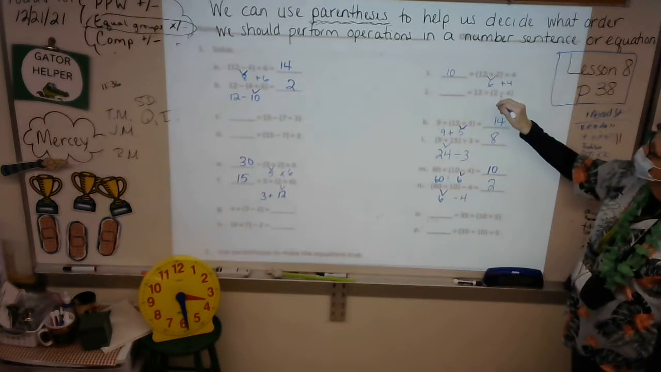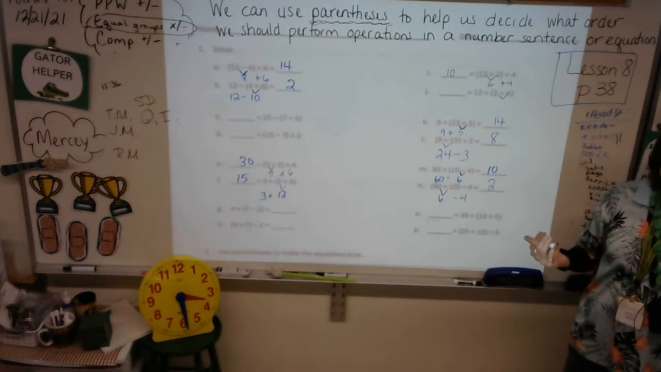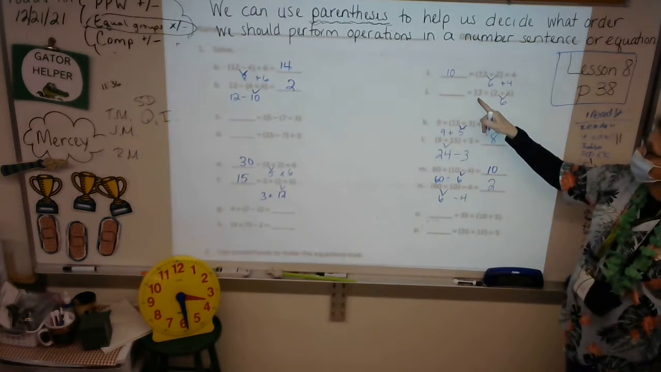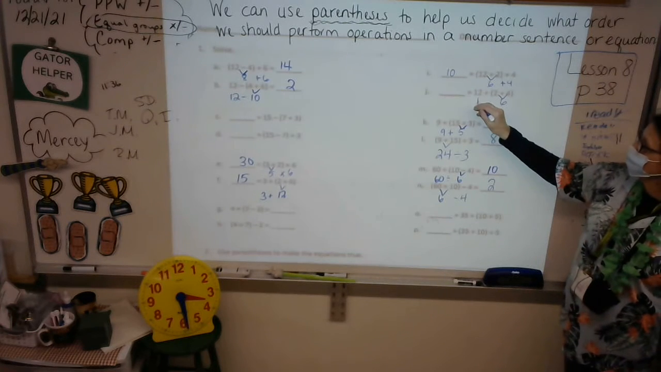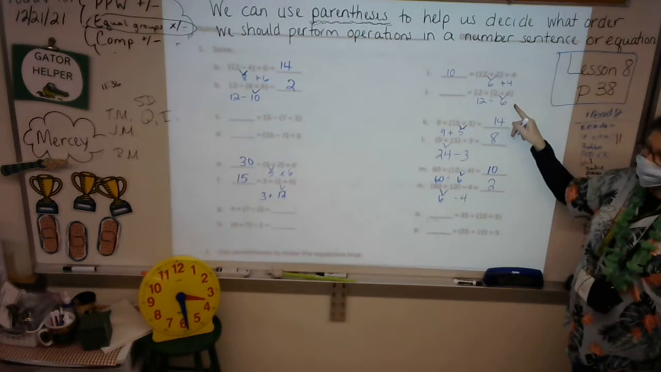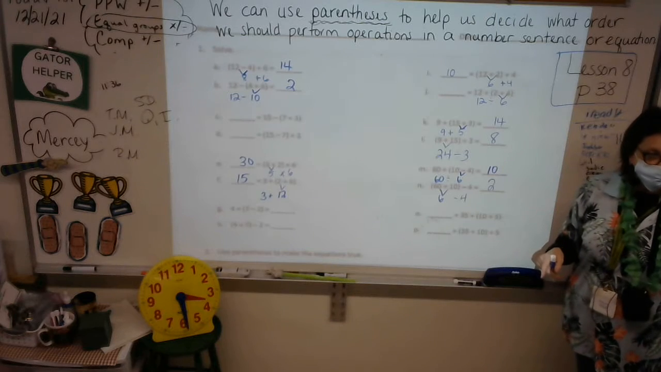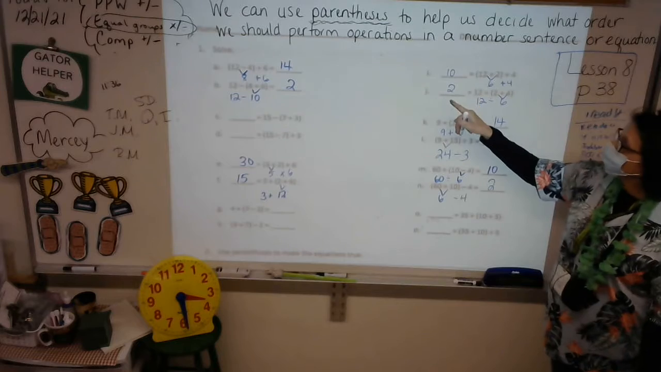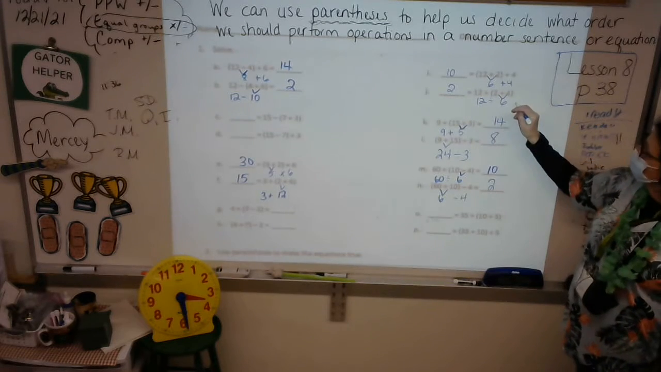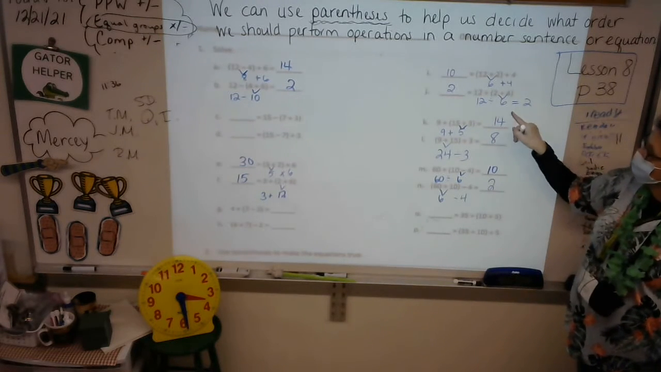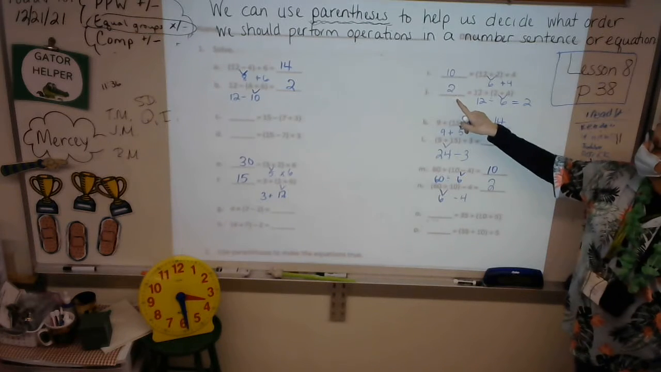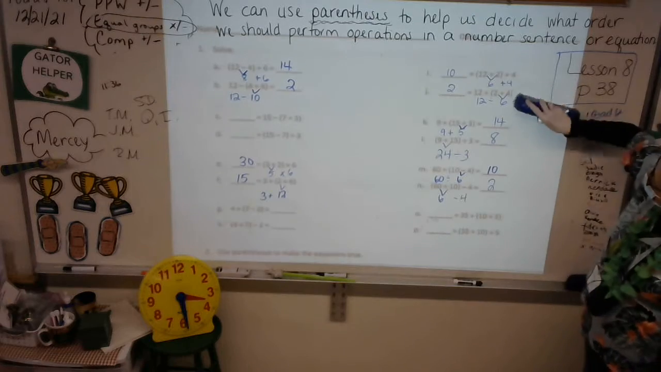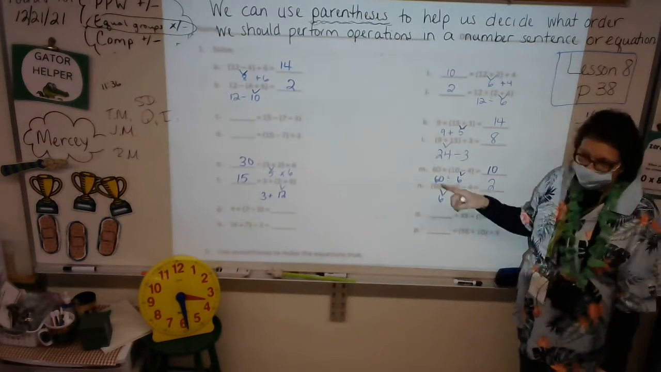Now my 2 plus 4 is in parentheses. What is 2 plus 4, everybody? 2 plus 4 is 6. And now I've got 12 divided by 6, and what is 12 divided by 6? 12 divided by 6 is 2. And so my answer goes over here. My answer does not go over here. My answer goes here: 2 equals 12 divided by 2 plus 4. Does everybody see that? Okay, let's go to C.